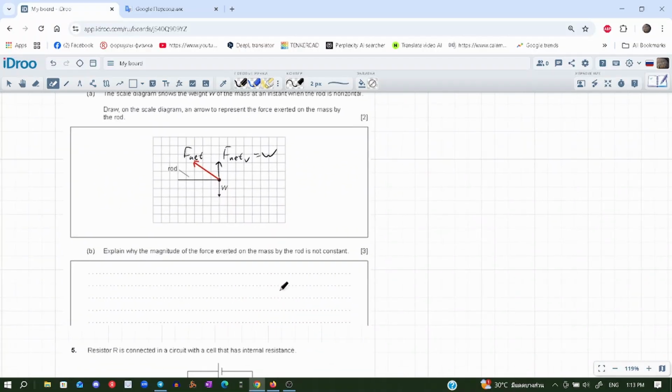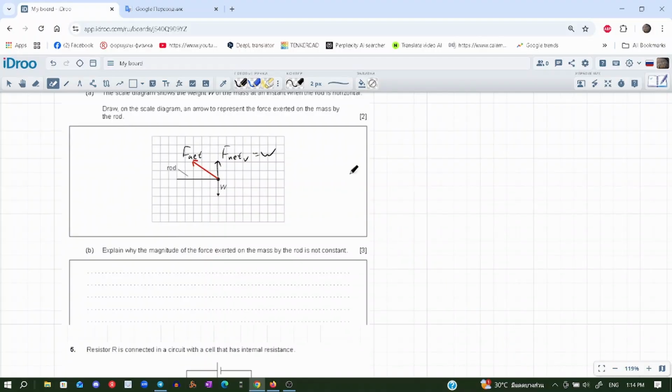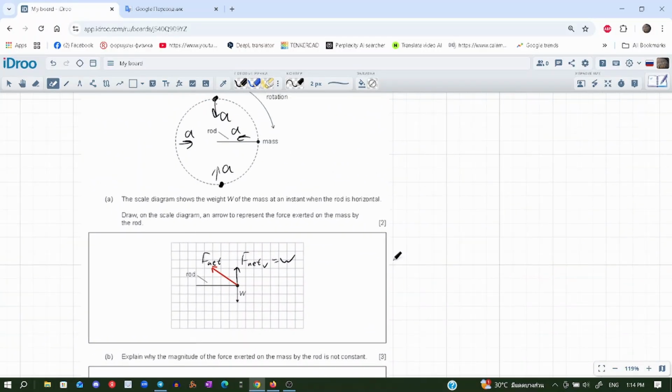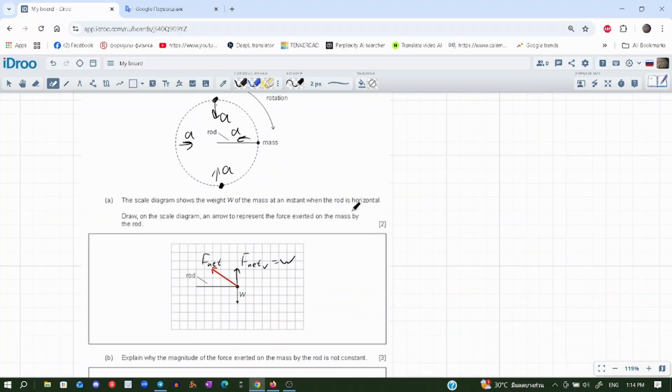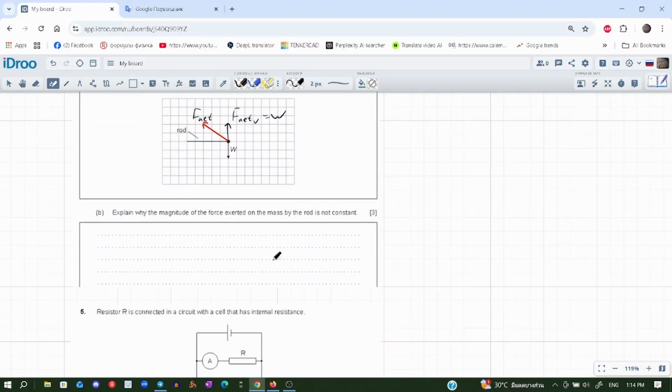So for sure, the net force exerted on the mass by the rod is not constant, because the force of tension of the rod and the force of gravity, weight, have different directions at different points.